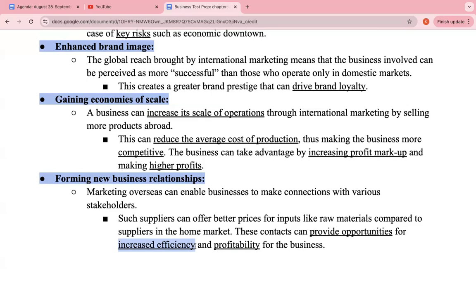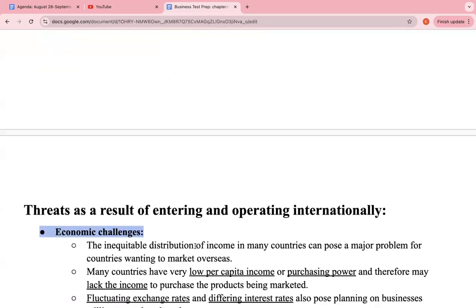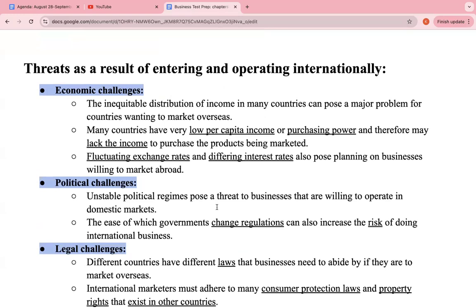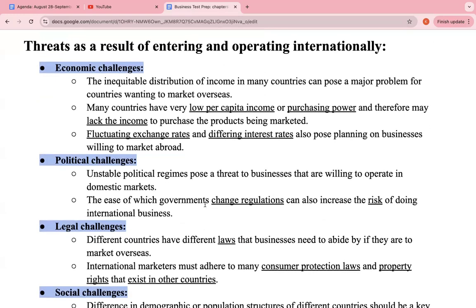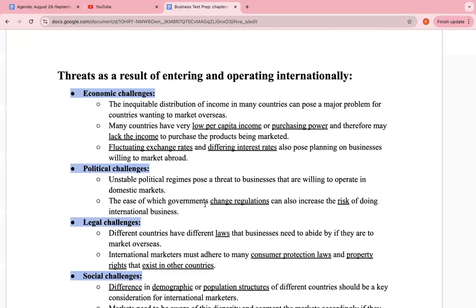Okay, so yeah, that's it, guys. This is the last part. So, threats as a result of entering and operating internationally, because again, remember in IB Business Management, everything is two-sided, meaning that there are opportunities, there are threats, there are advantages, disadvantages, pros, cons. So always remember that in IB Business Management.